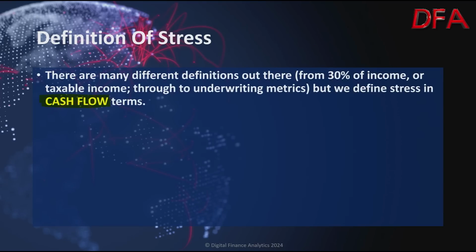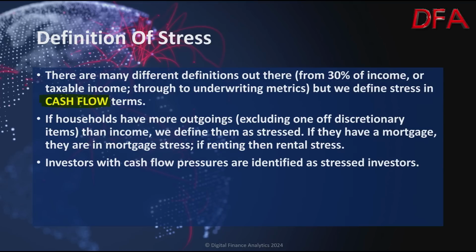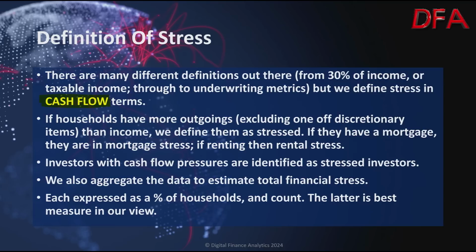Now, also, let me just remind you again, when I talk about stress, I'm talking about cash flow measures. That's not a specific, they say 30% of income or taxable income. It's not based on underwriting metrics. It's based on money in, money out. If households have more outgoings, excluding one-off discretionary items, than income, we define them as stressed. If they have a mortgage, they're in mortgage stress. If they're renting, they're in rental stress. We can also look at investors as well. And we can aggregate the data to estimate the total financial stress. And we will be talking about the percentage of households and also the count. In many ways, I think the count is a better measure because it's a rule of big numbers.